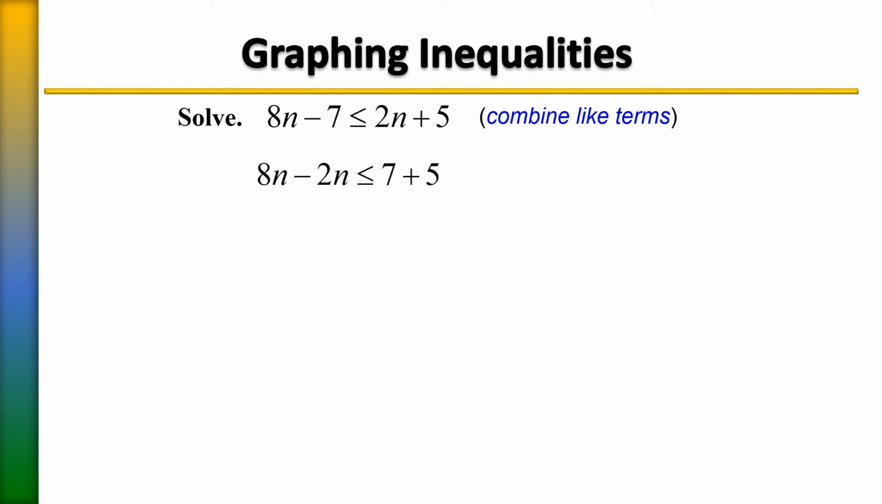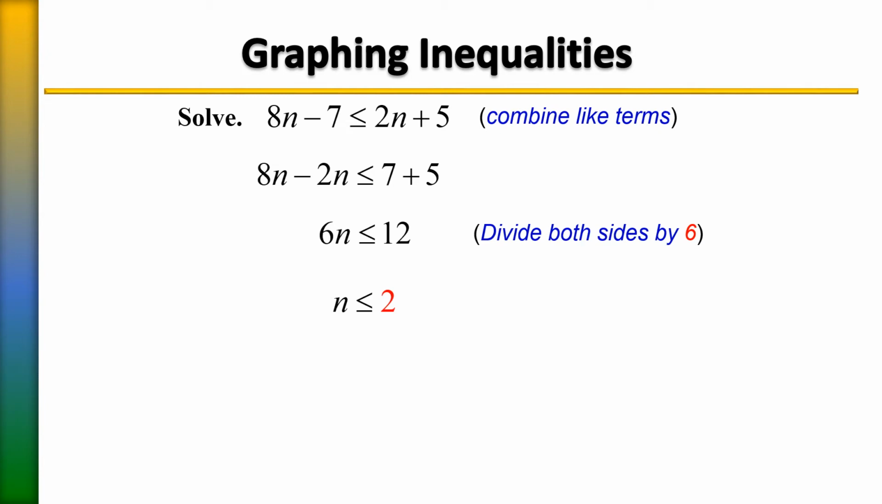Now we can go ahead and combine them. 8n minus 2n equals 6n, and 7 plus 5 is 12. So what we have is 6n is less than or equal to 12. Our last step to solving for n is to divide by 6. Whatever you do to one side, you do to the other, and n equals 2. Or n is less than or equal to 2 is the correct way to say it.